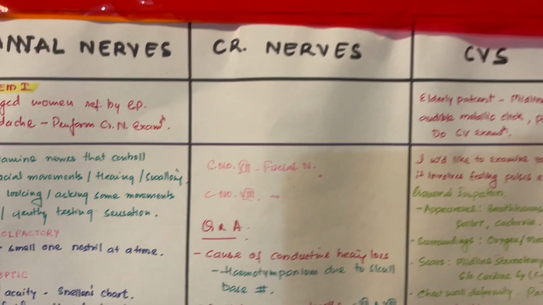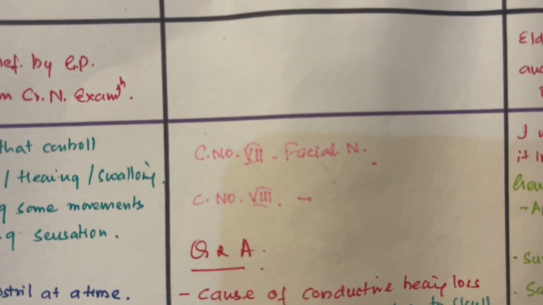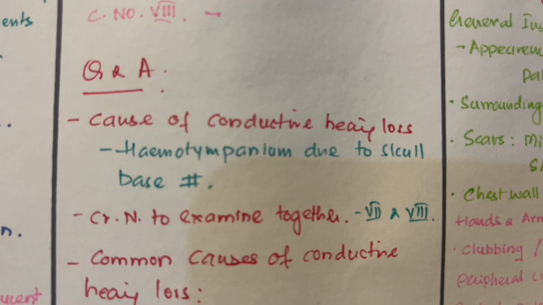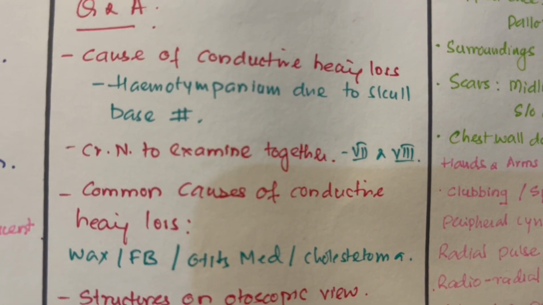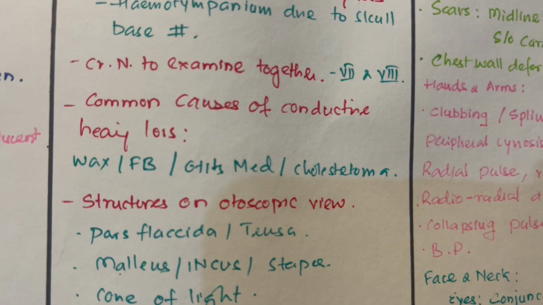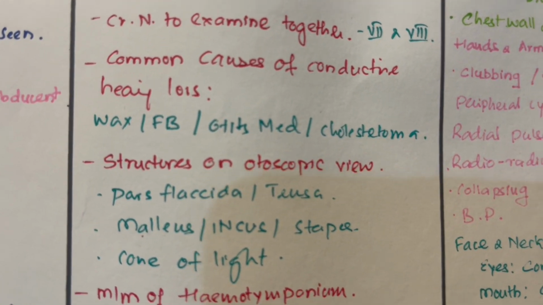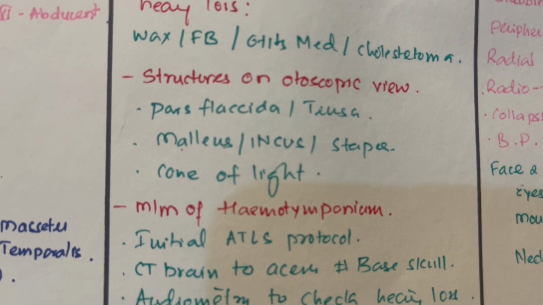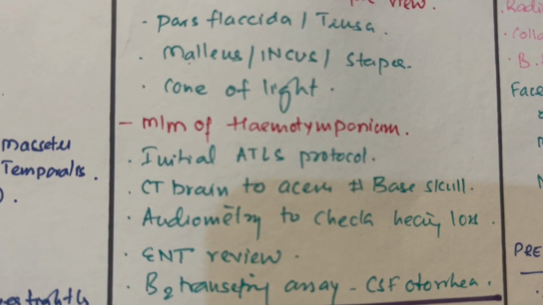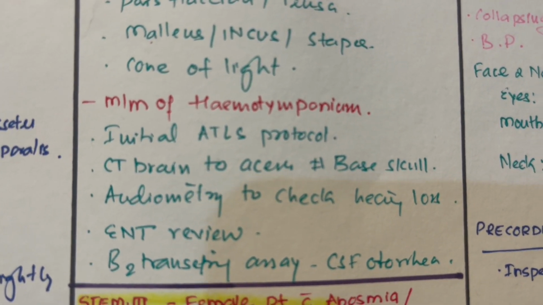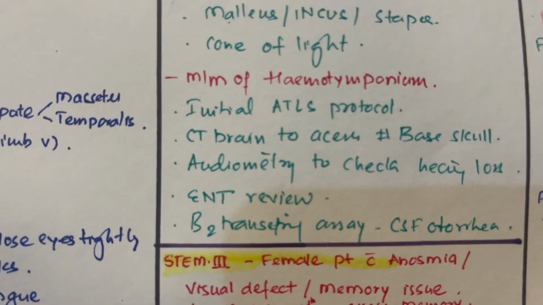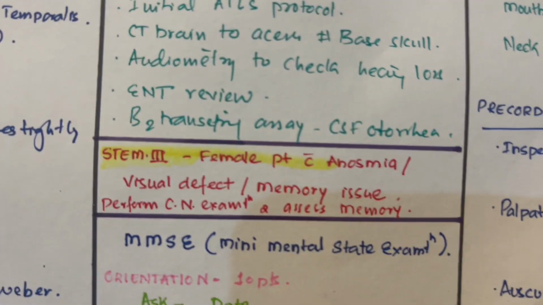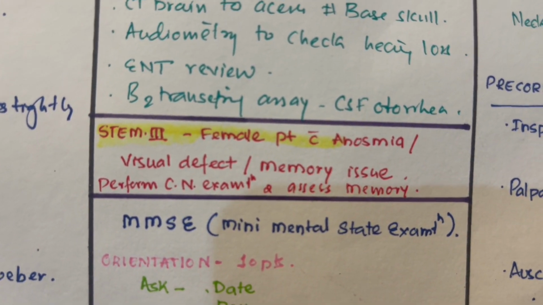So next check cranial nerves 7 and 8. A cause of conductive hearing loss is hemotympanium due to skull base fracture. The cranial nerves to examine are the 7th and 8th. Common causes of conductive deafness: wax, foreign body, otitis media. Structures on otoscopic view: pars flaccida, pars tensa, malleus, incus, stapes, cone of light. Management of hemotympanium: initially ATLS protocol, CT brain to assess base of skull fracture, audiometric check for hearing loss, ENT review, beta-2 transferrin for CSF otorrhea.